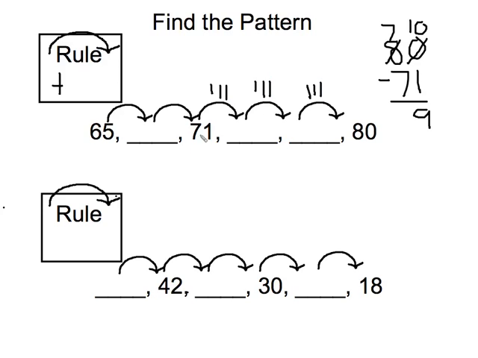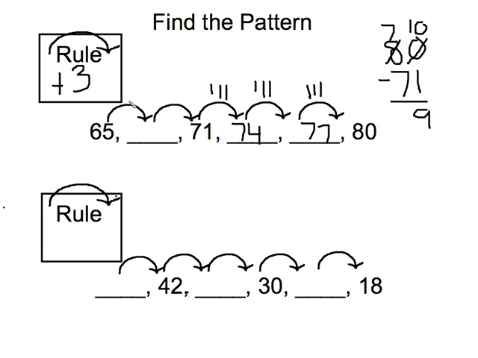I took that total difference of 9 from 71 to 80 and I shared it equally over each one of these hops. That's telling me my rule is probably going to be plus 3. So 71 plus 3 gives me 74. 74 plus 3 is going to give me 77. And 77 plus 3 gave me my 80. I can feel pretty sure that I did it correctly because I got from my 71 to my 80.